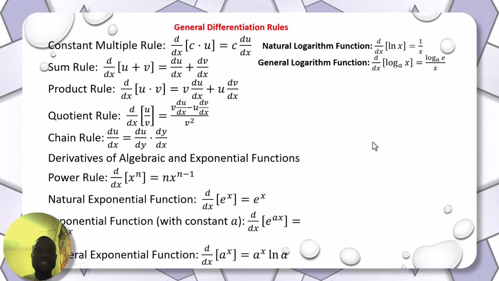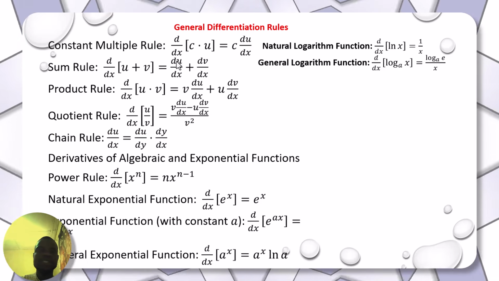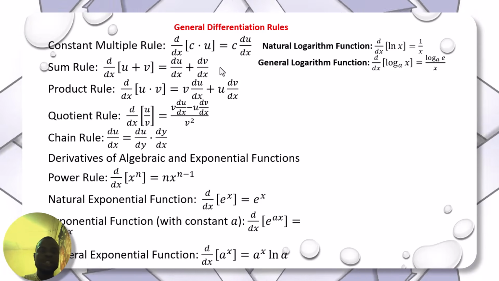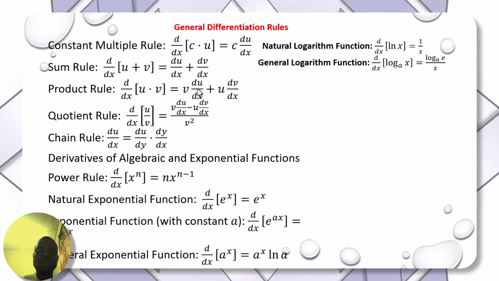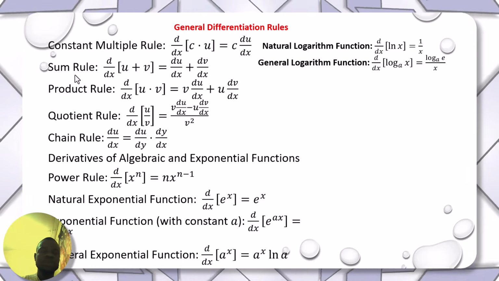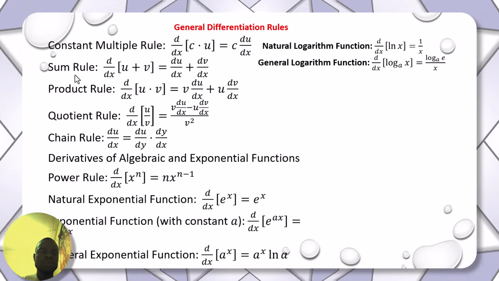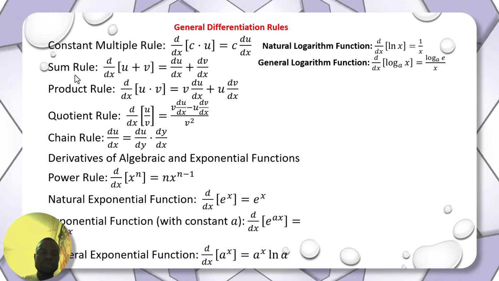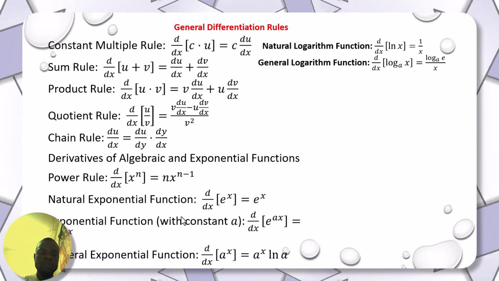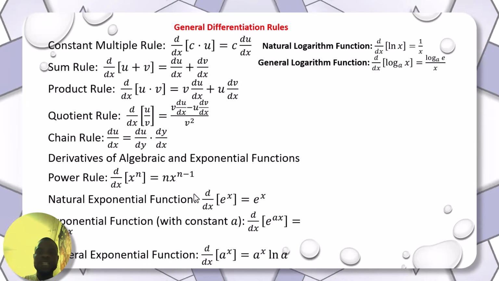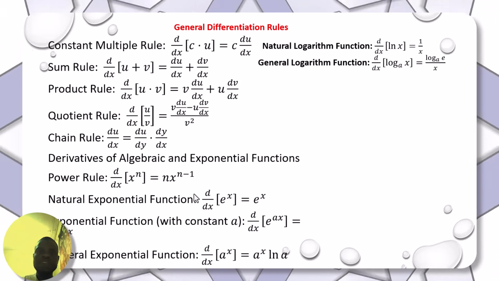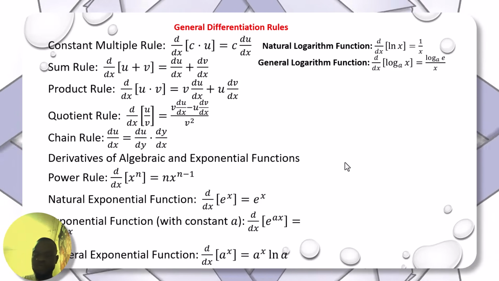Now looking at this slide, we have some existing constant multiple rules. We already know normal differentiation. So we assume we already know the rules of normal differentiation, if you're talking about the sum rule, the product rule, the chain rule, power rule, and other rules. You can pause this video to at least go through those basic formulas that we applied in ordinary differential equation. These are the basic differentiation rules.